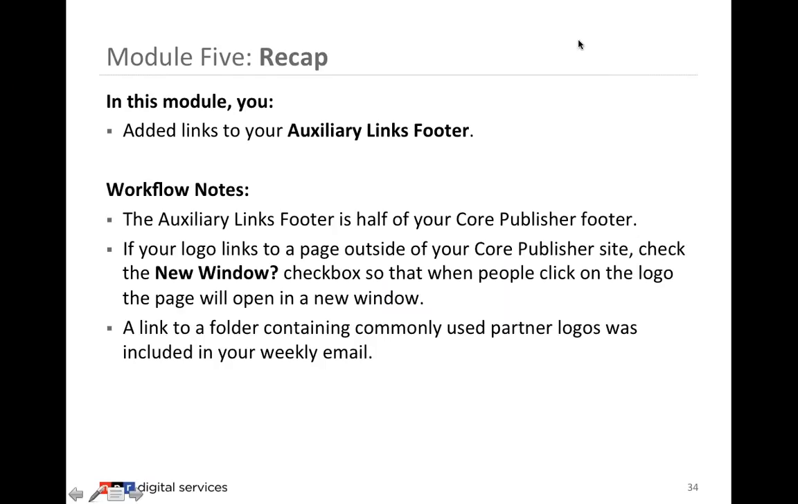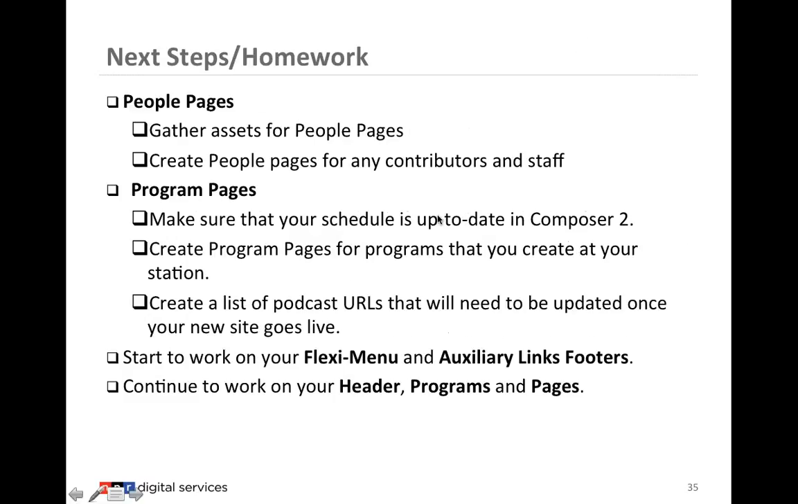So that was the auxiliary links footer, very similar to the Flexi menu and how you add links to it. In terms of workflow notes, you're going to remember that the auxiliary links footer is just the bottom half of your current footer. A link to a folder containing commonly used, this is partner logos, but it's actually some of those commonly used links, some of those other pre-created links is in your email Dropbox folder. And then also, make sure that you use the new window checkbox for any of those links that go off-site.